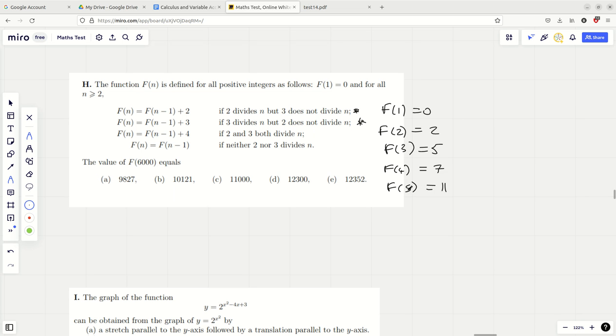So f of 5, well, neither 2 nor 3 divides 5, and so we're actually still stuck on 7 here, because f of n equals f of n minus 1. And then f of 6, well, both those divide n, and so we're going to add 4 here, and we get to 11. Now, just think carefully. What is going to happen as we proceed here?